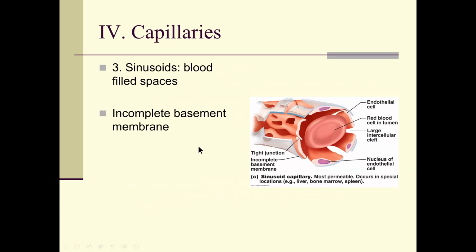We have sinusoids, which are essentially big holes. Okay, they're big holes. It's sort of an in-between where you actually have a blood vessel and don't have a blood vessel, for lack of a better term. It's where pooled blood can collect and exchange can occur. And they have an incomplete basement membrane. We don't have a whole lot of them. We have some in the liver.